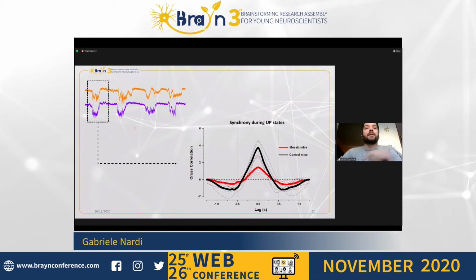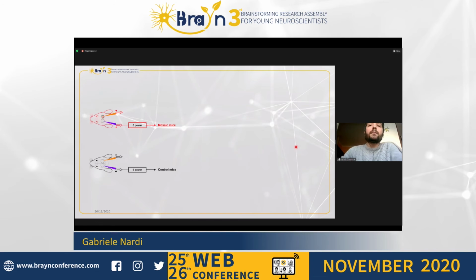We also quantified this loss of synchrony looking at the average cross correlation calculated on time windows centered on the upstates. To briefly explain this plot, please think that the height of this central peak indicates how much two time series are correlated, and this width indicates for how long they are correlated, okay? But as you can see clearly, there is a general reduction in the cross correlation of the two hemispheres in mosaic mice. So slow wave oscillation in our mosaic region is affected, but is the contralateral hemisphere affected as well?